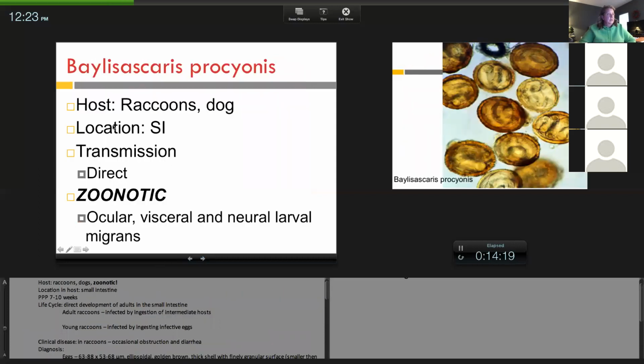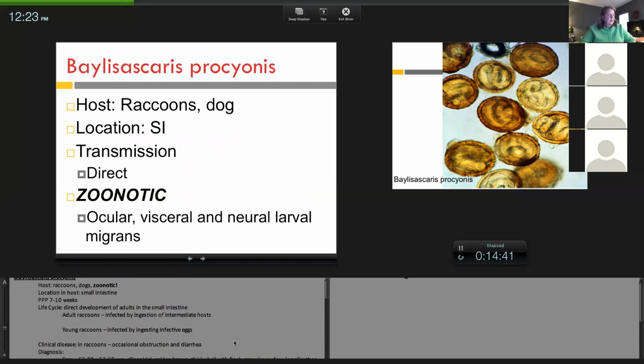Now, Baylisascaris procyonis, this is the one of the raccoon, can be seen in dogs, but this is the raccoon roundworm. Think about Baylis the raccoon. I don't know. This name, I remember this from 20 plus years ago. Kind of always, they burn this one in our brain to make sure you knew about it.